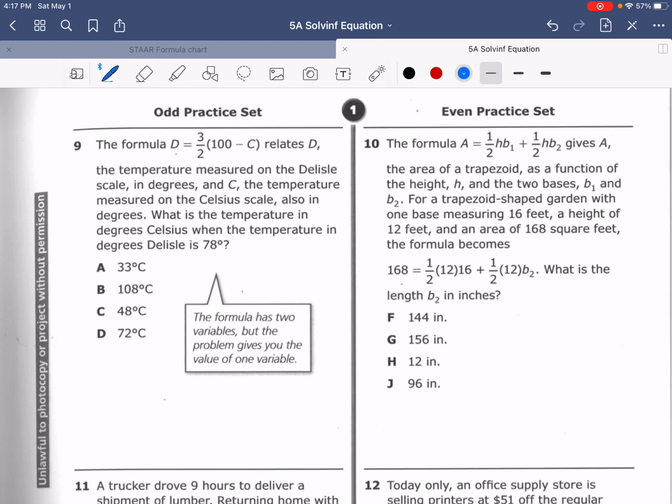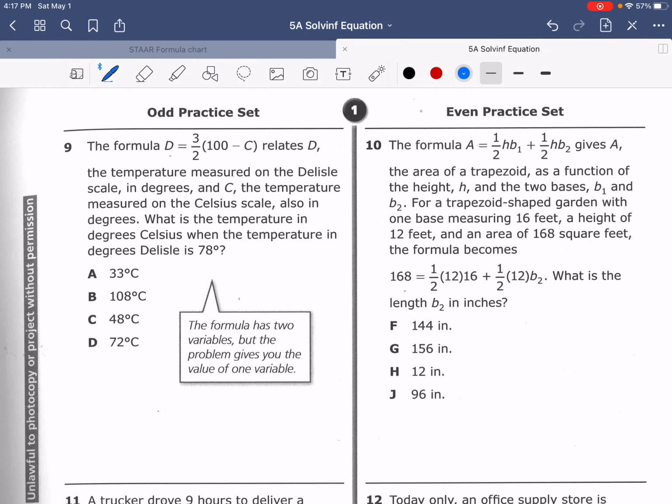All right, question number 9. It says the formula, we have this one. And we have this one. It says we have to what? It says what is the temperature in degrees Celsius? So we are trying to solve for C. When temperature in degree Celsius is 78. According to the question, it says D is equal to 78. So it's what? 78 right here.